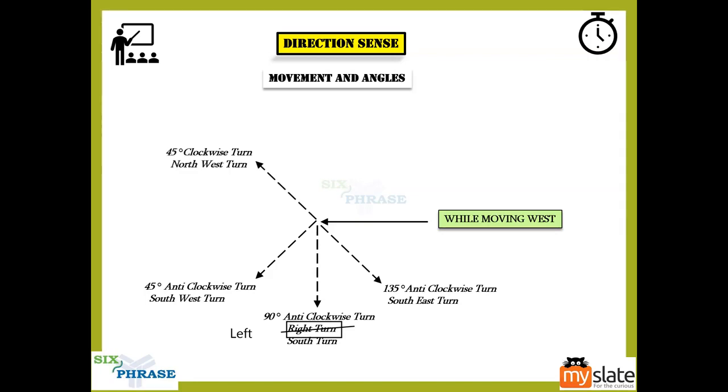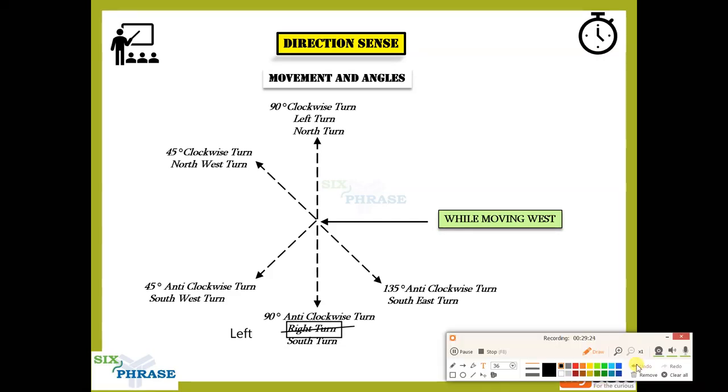This is a 45 degrees clockwise turn, and it is a northwest turn because it is between the north direction and the west direction. Here you will have three names for it: 90 degrees clockwise turn, north turn, and a right turn. Okay, this is actually a right turn, guys. This is not a left turn. This is wrong, so we'll change it to be a right turn.